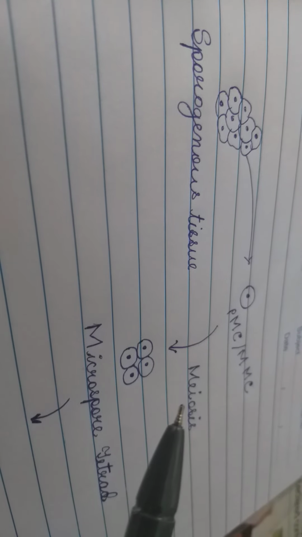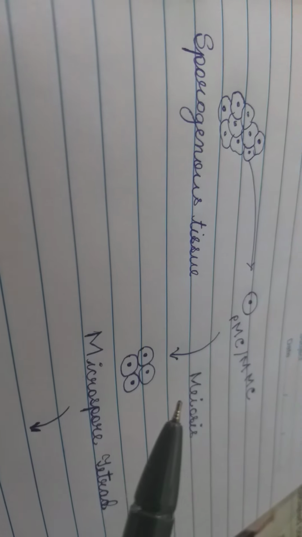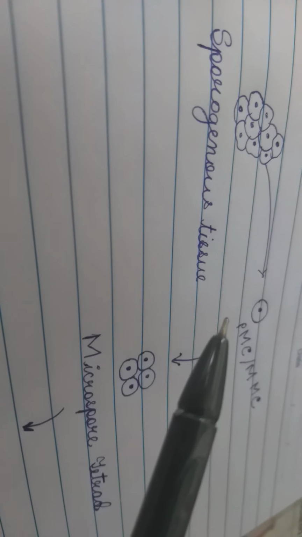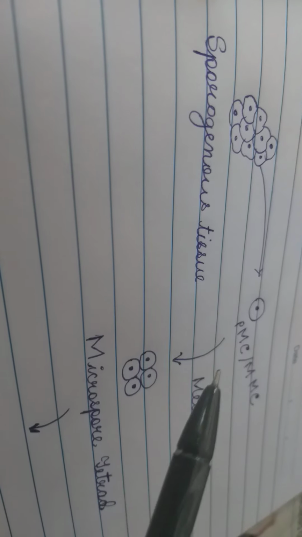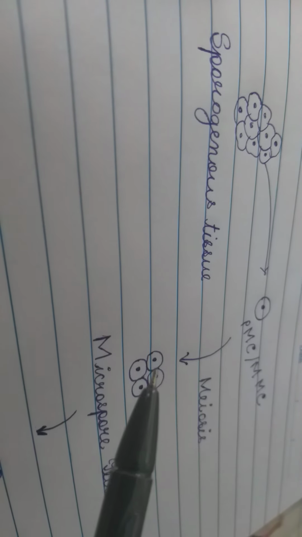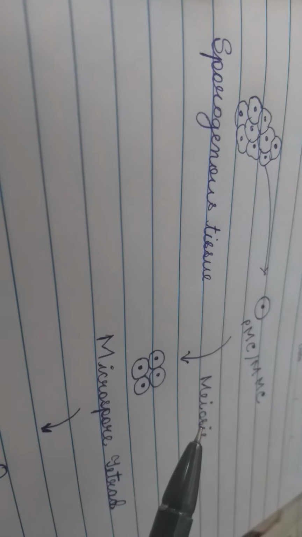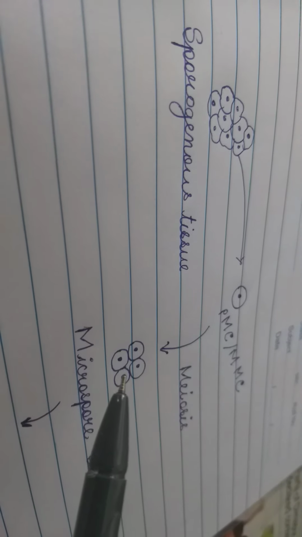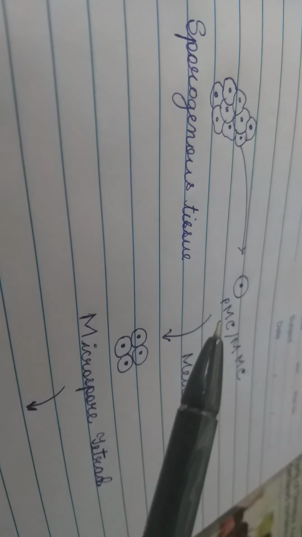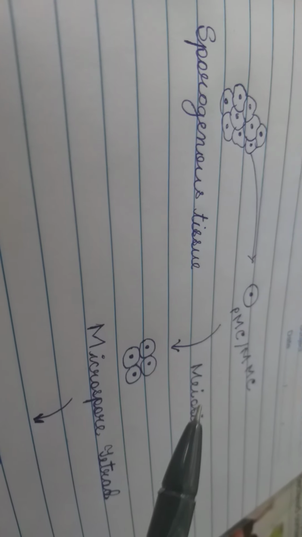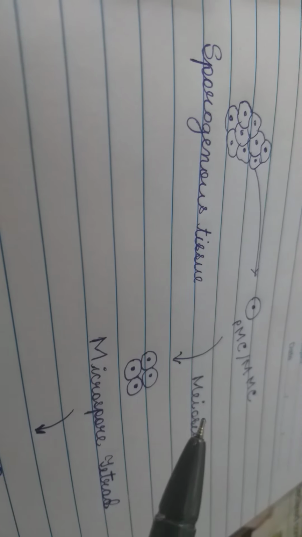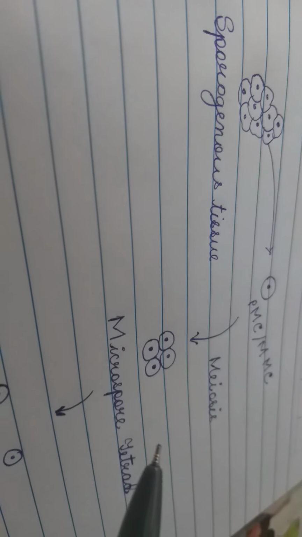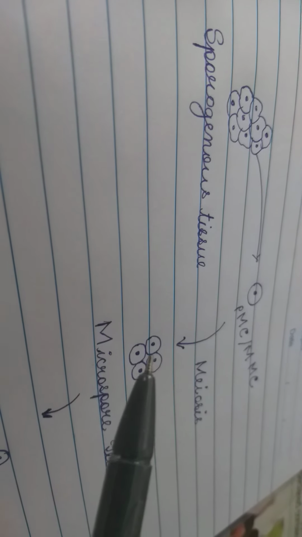Meiosis results in the formation of 4 daughter cells. It is a reduction division. So formation of microspores from microspore mother cell through meiosis is called microsporogenesis. The 4 microspores remain clustered in a group of 4.